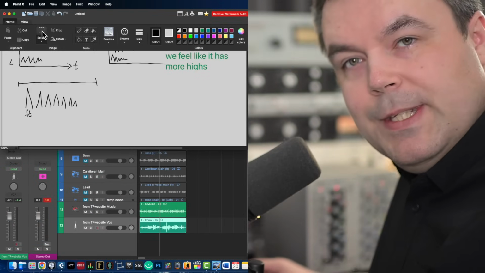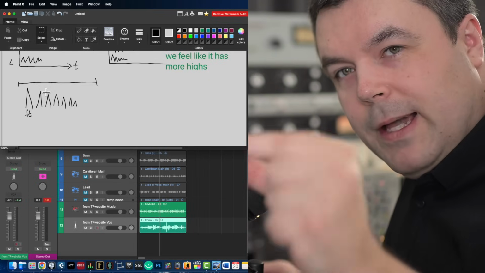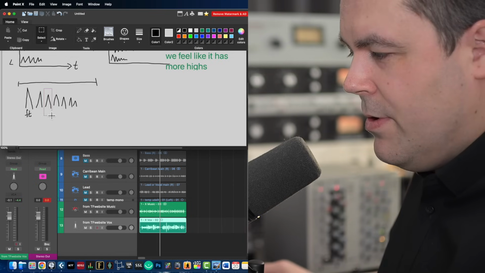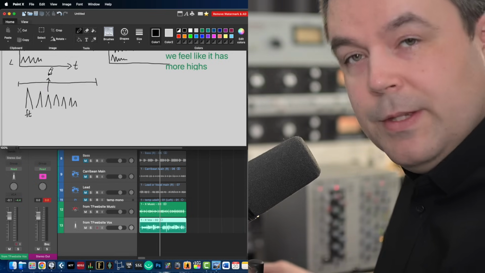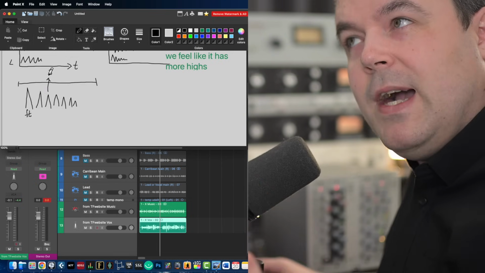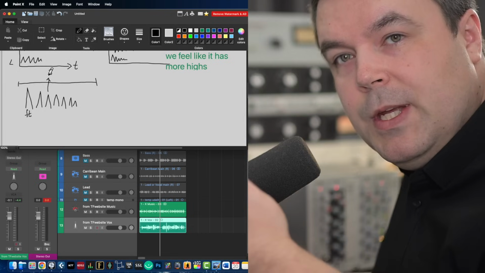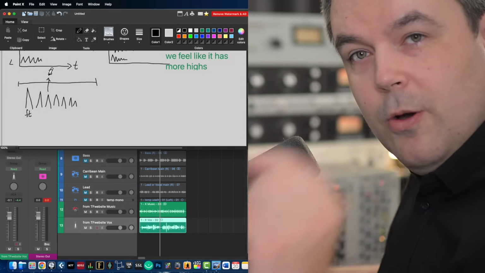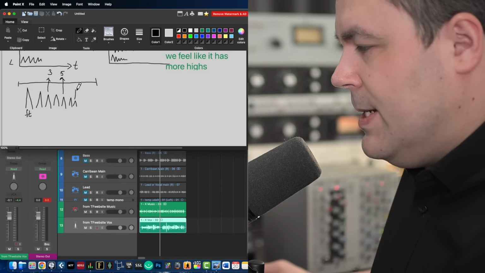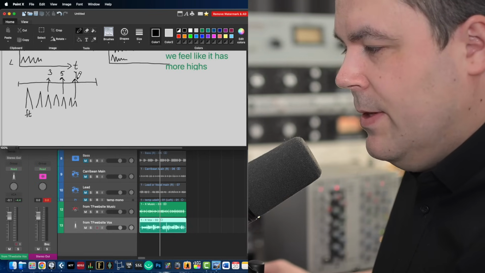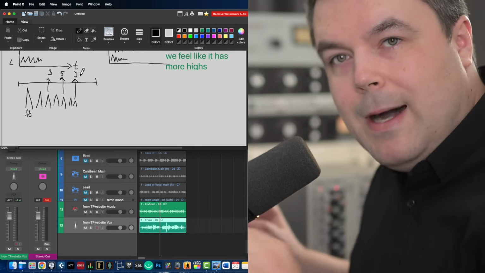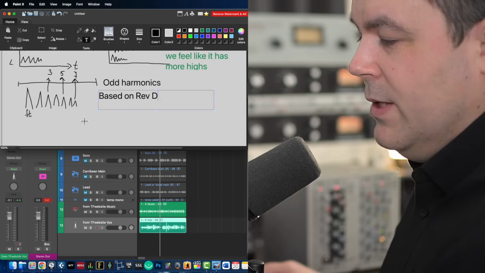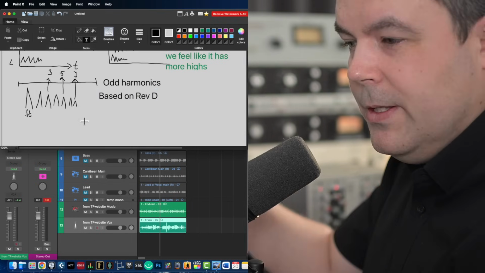What 1176 Legacy does, you apply compression and you emphasize special harmonics. It's number 3, so it will be the most prominent in the frequency response. In terms of how much 1176 emphasizes either lower harmonic or higher harmonic, it will emphasize mostly 3rd, 5th, and 7th. So this compressor definitely will demonstrate this so-called odd harmonics emphasis. It's based on revision D. I already explained what revisions are. I explained it in the previous lesson.